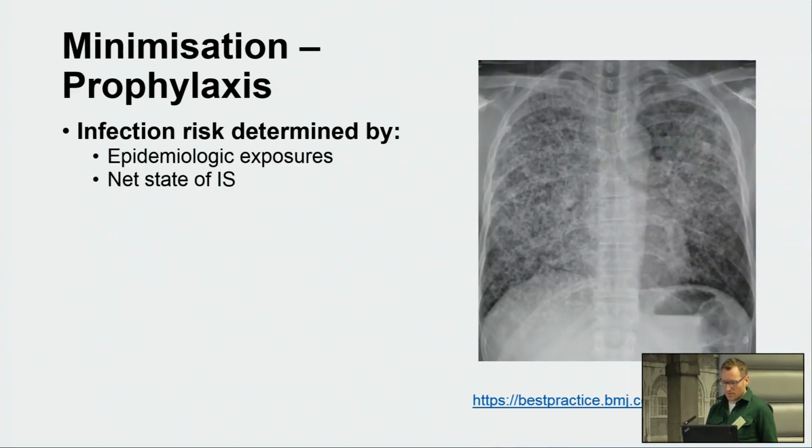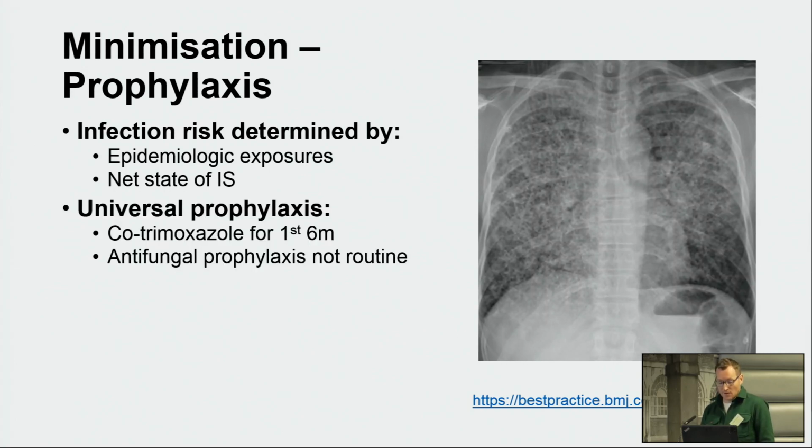So moving on to prophylaxis. When we think about our infection risk in transplant recipients, it's determined by a balance of epidemiological exposures and the net state of immunosuppression, which will obviously change as the patient moves away from the transplant period, depending on how much, after they've had basiliximab, after they've had high-dose steroids, and as we wean or allow lower tacrolimus trough levels.